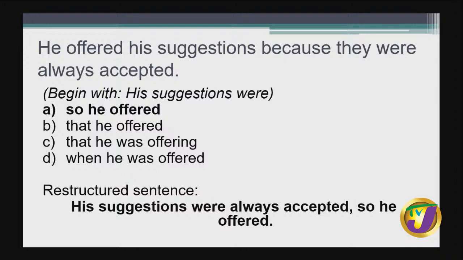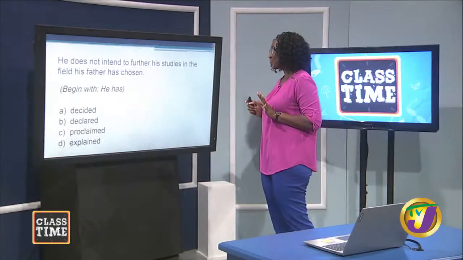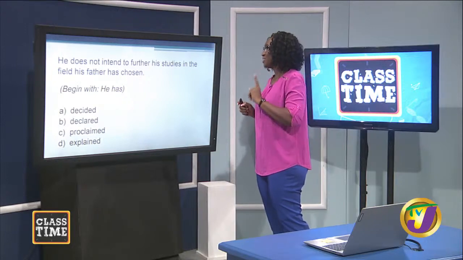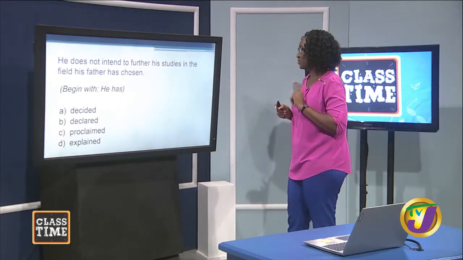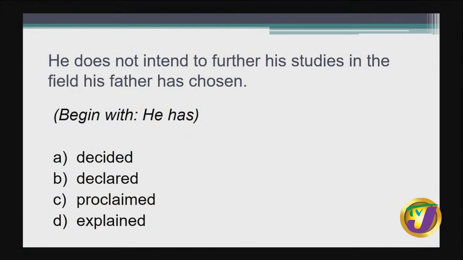All right, let's look at this next one now. He does not intend to further his studies in the field his father has chosen. I hope no parents out there will say that I'm inciting rebellion in their children. I got this from their text. I did not come up with this my own self. So, he does not intend to further his studies in the field his father has chosen. You have to start with "he has."